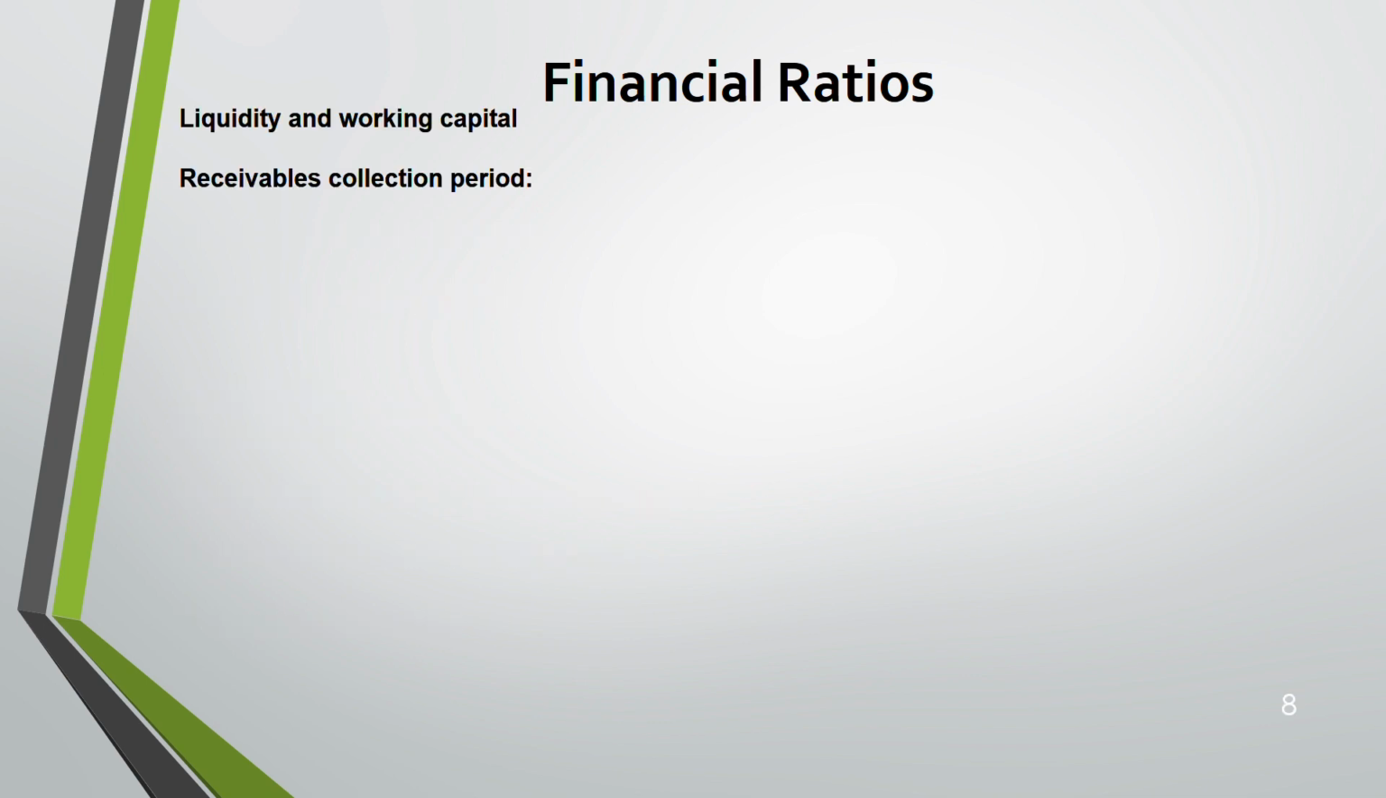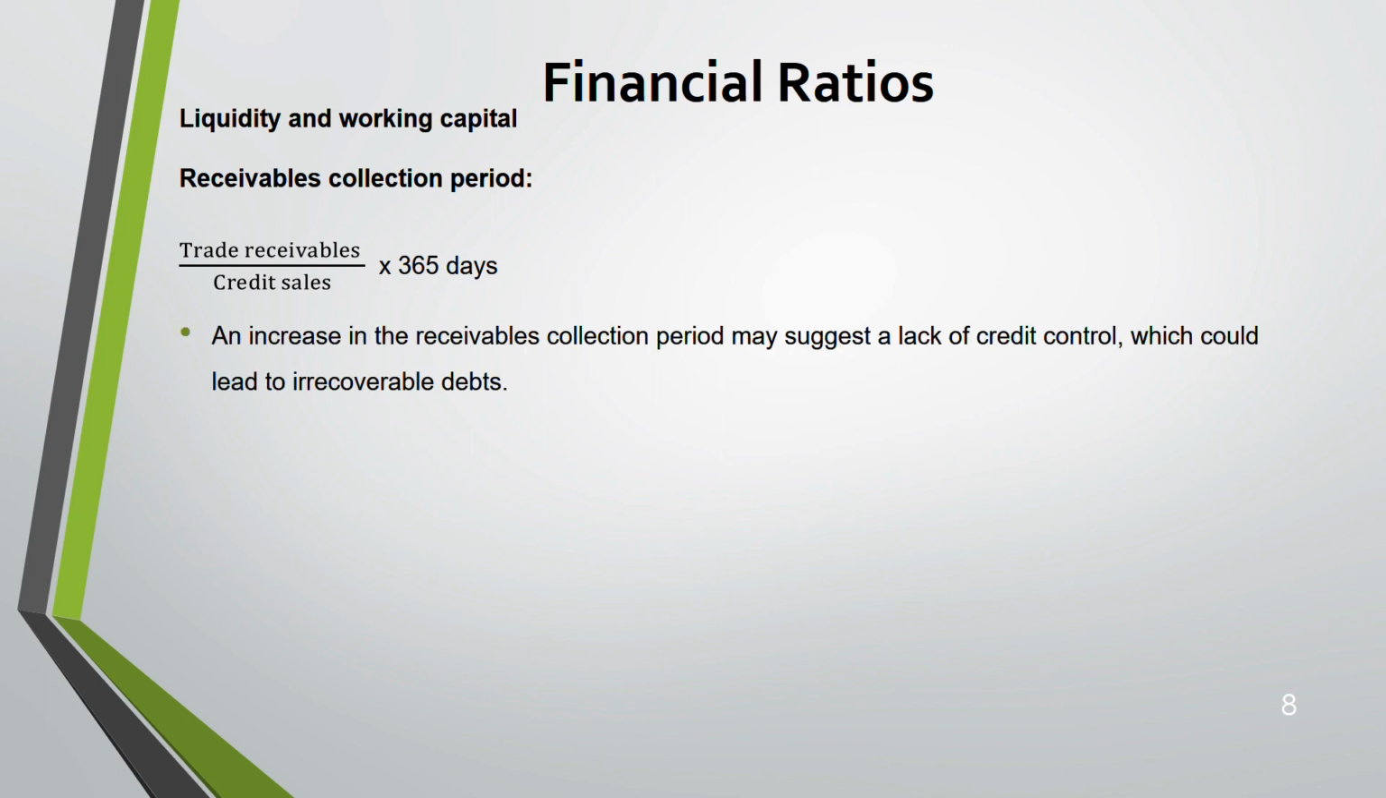Now moving on to receivable collection period. Trade receivable divided by credit sales. Only credit sales, okay? Because receivable comes from credit sales. You cannot include your cash sales here. Be very careful what you are putting in that formula, okay? Into 365 days. So here, higher the ratio, that means higher the receivable collection period, it's not a good sign.